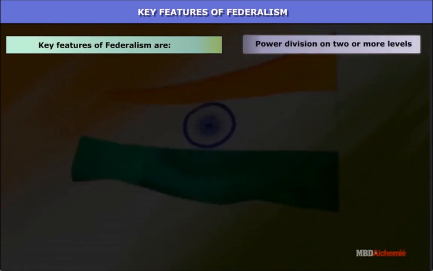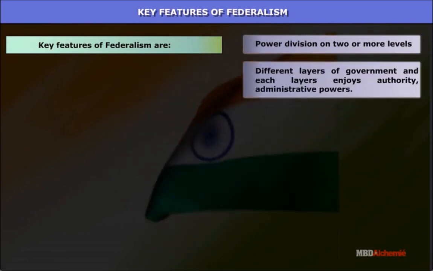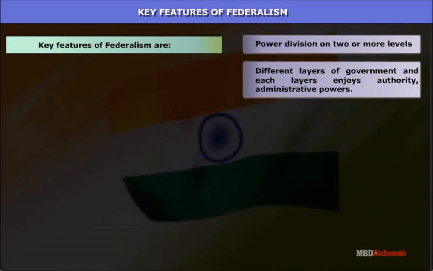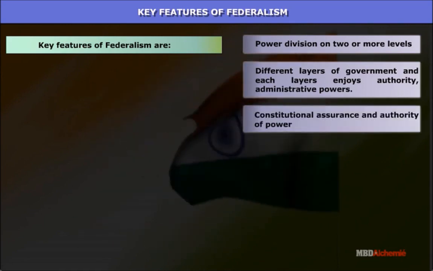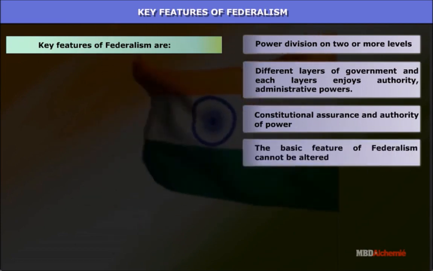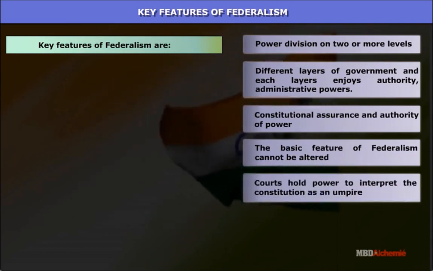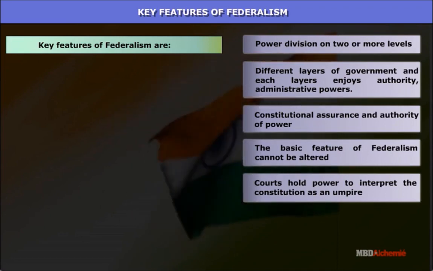Key features of federalism are power division on two or more levels, different layers of government, and each layer enjoys authority, administrative powers, constitutional assurance and authority of power. The basic feature of federalism cannot be altered. Courts hold power to interpret the constitution as an umpire.